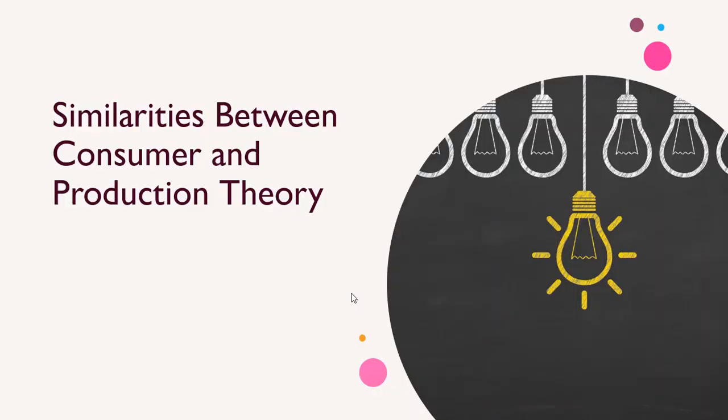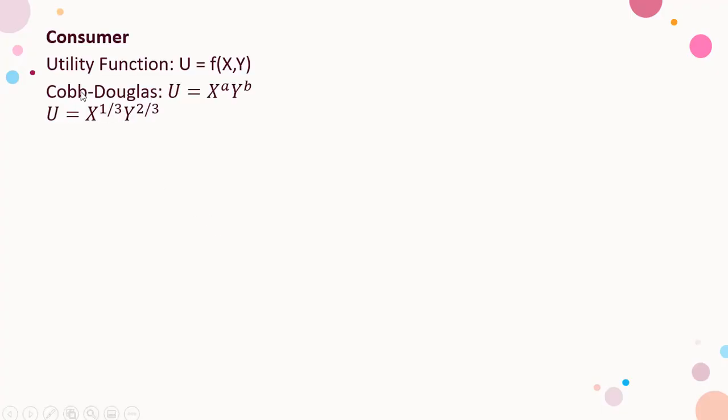Hello, in this video we're going to look at the similarities between consumer and production theory. So in consumer theory there's this notion of a utility function that shows the level of utility from different market bundles of good X and good Y.